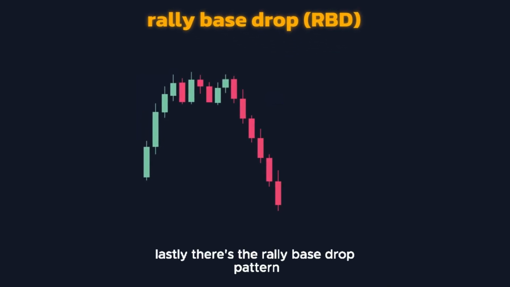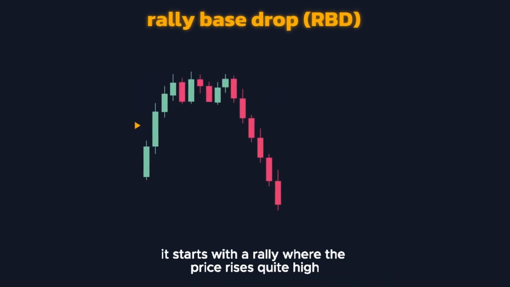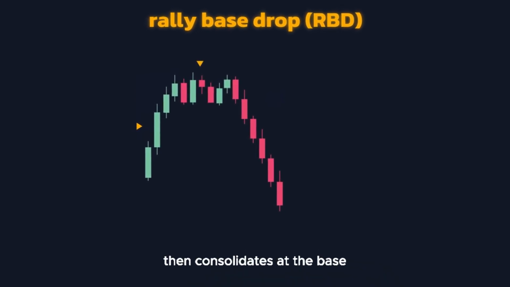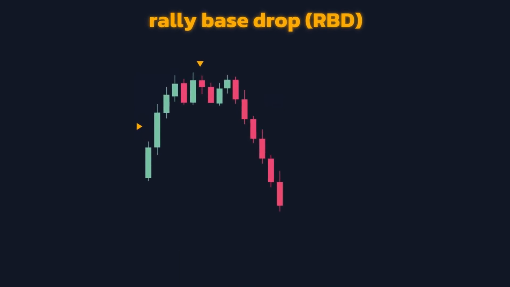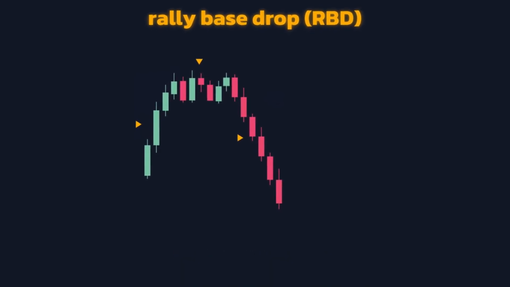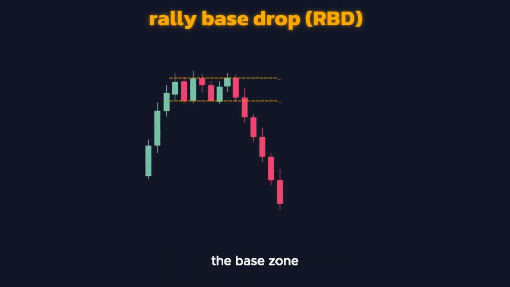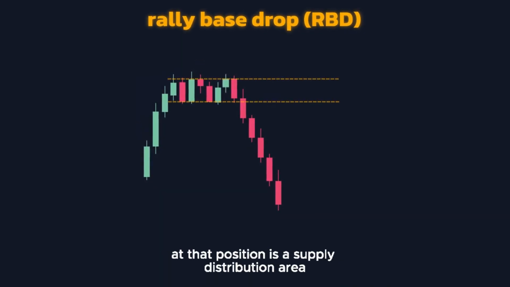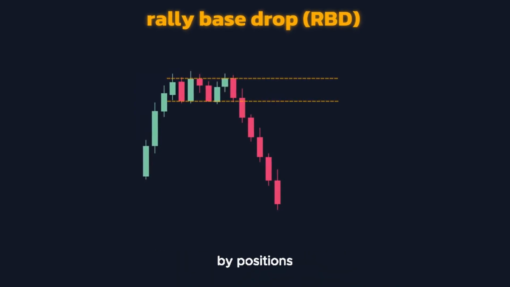Lastly, there's the rally-based drop pattern. It starts with a rally where the price rises quite high, then consolidates at the base, indicating that the big buyers are starting to decrease. After that, the price drops quickly. Rally-based drop is a signal that after a strong rally, the base zone at that position is a supply distribution area, where major market players are offloading their buy positions.